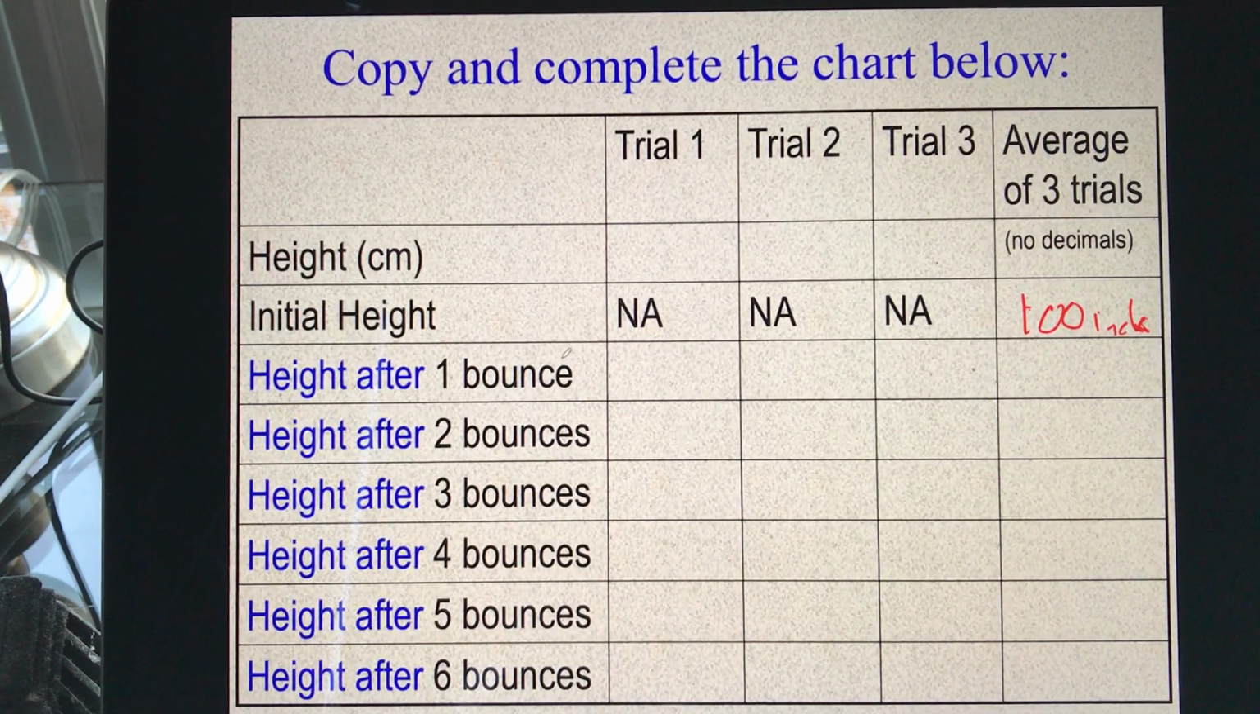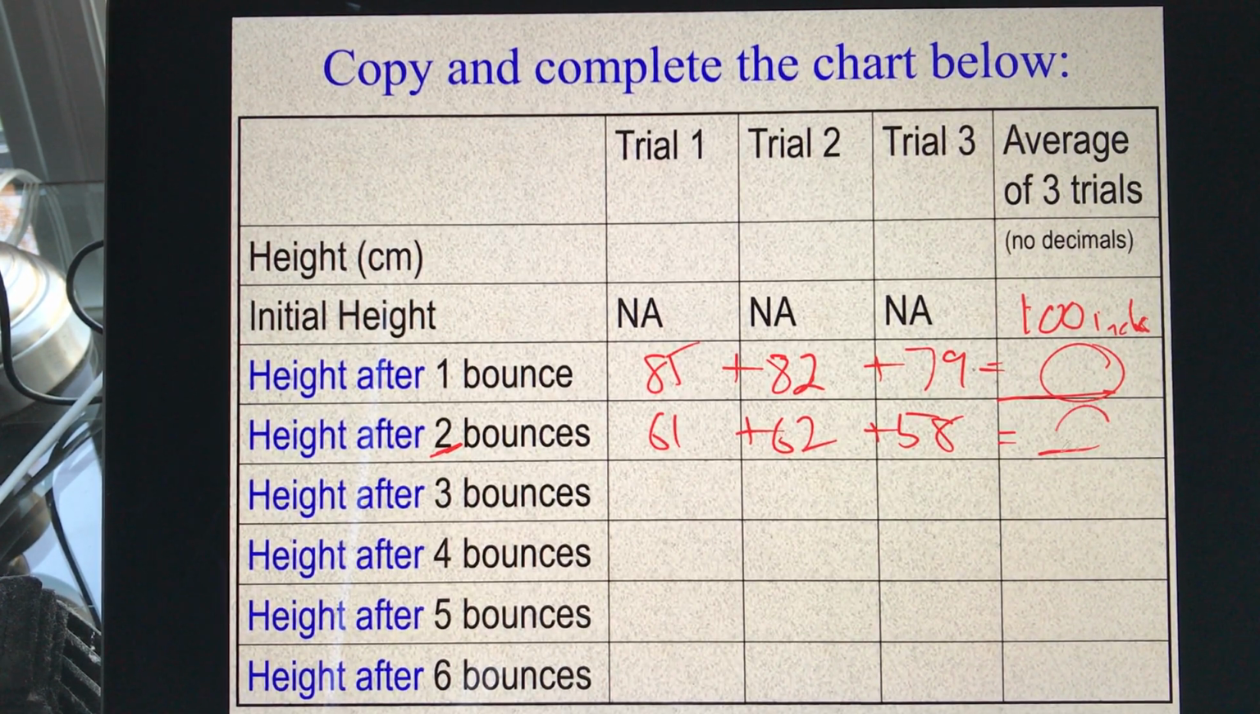And then after 1 bounce, it's going to be less, obviously. So maybe the first time it bounces back up to 85. Then the second time it's like 82. And the third time it's 79 or whatever it is. You add those 3 up, and that gives you your average. And then you let it bounce 2 times, and this time it's going to be less, of course. Maybe it's 61 and 62 and 58. There's some error there. You add those 3 up, and that gives you that.